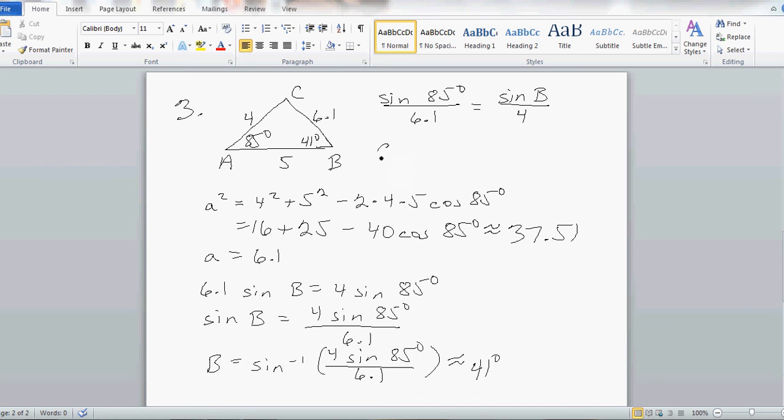And so angle C is easily calculated as 180 minus the 85 plus 41, or 180 minus 126, which will equal 54 degrees. And finally, triangle 3 is solved.